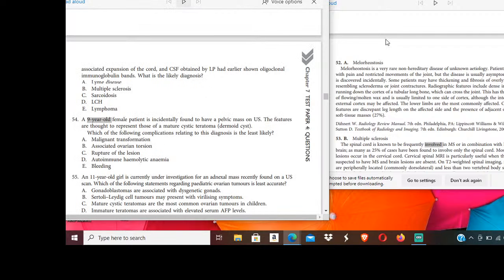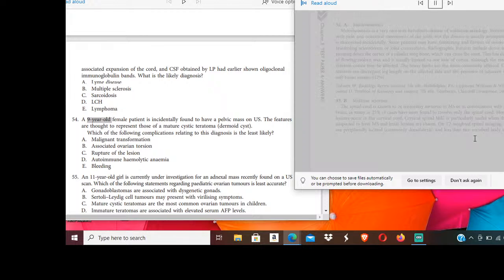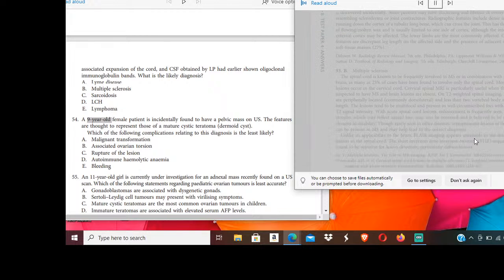54. A9. Involved in MS or in combination with lesions in the brain, as many as 25% of cases have been found to involve only the spinal cord. Most spinal cord lesions occur in the cervical cord. Cervical spinal MRI is particularly useful when the patient is suspected to have MS and brain lesions are absent.